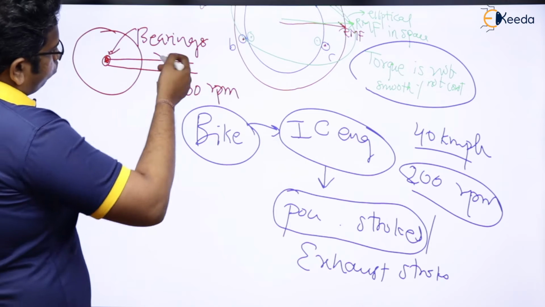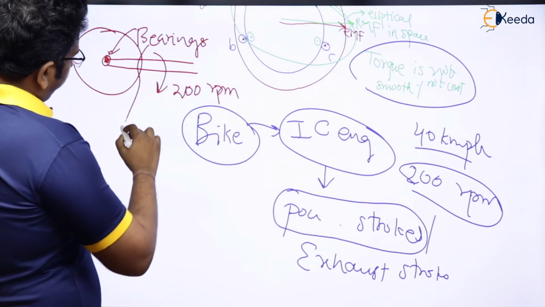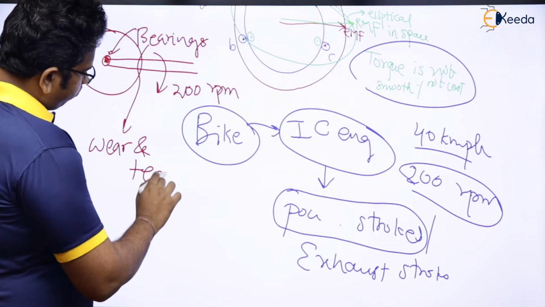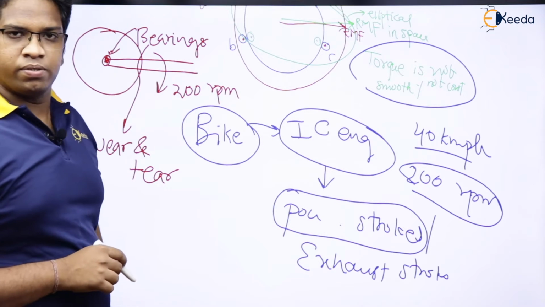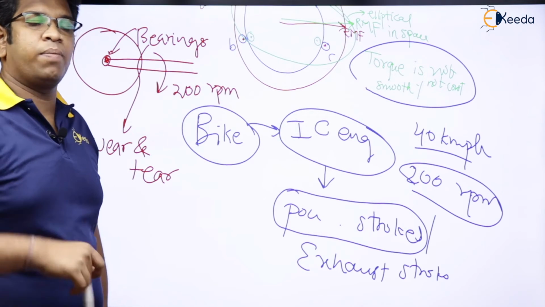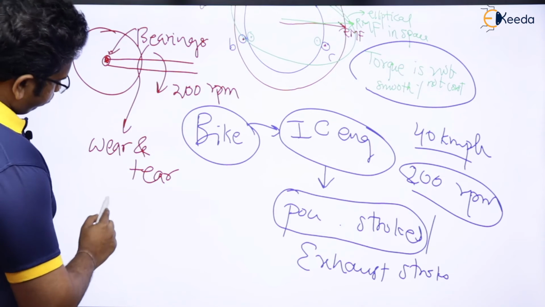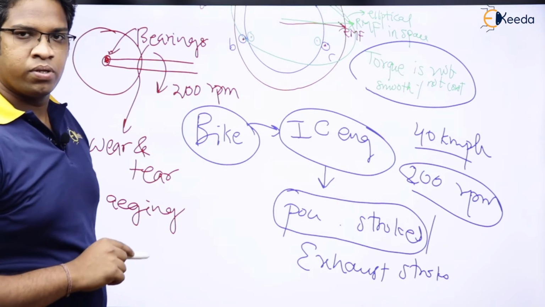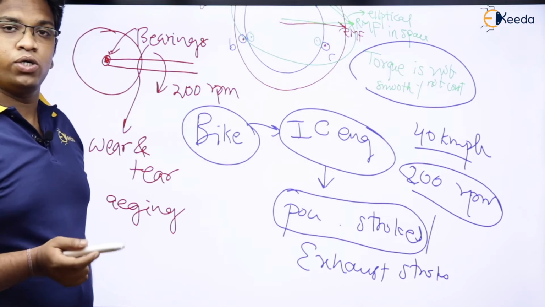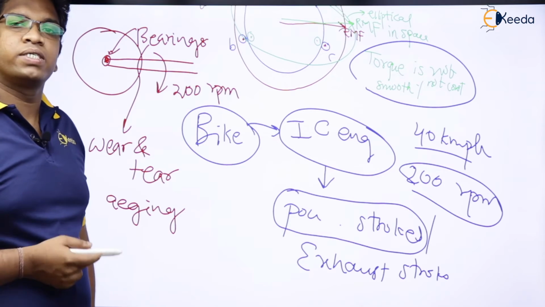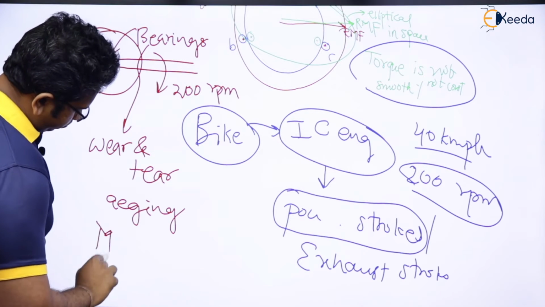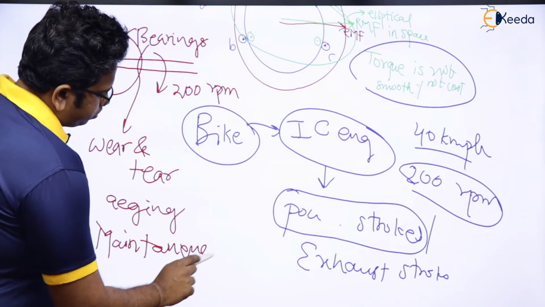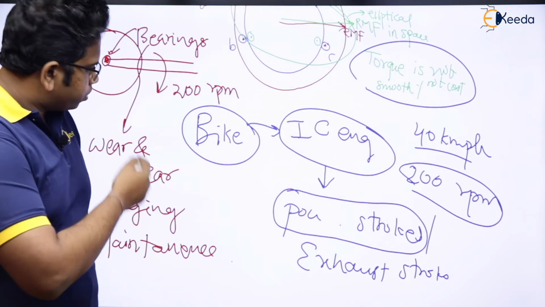Anyways, let us see here. So bearings. So there will be what? Wear and tear of bearings. Wear and tear, which means aging of the bearings will happen soon. Aging effects will happen soon. Other factor is you may need to maintain the bearings again. Maintenance will increase. I hope you are understanding all these points, right?